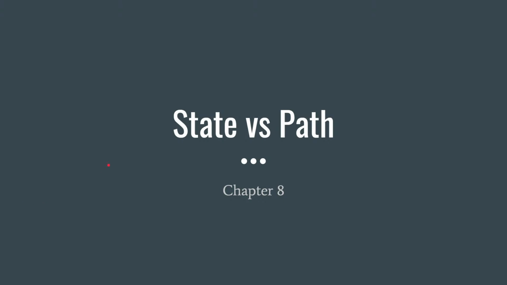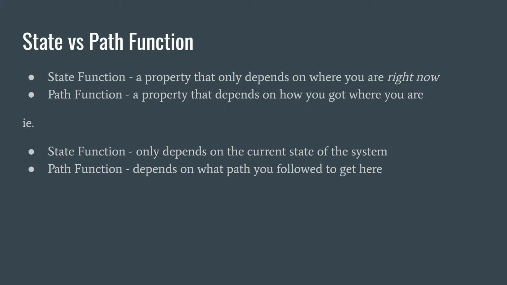Okay. State versus path. State function versus path function. These are about the state of the system versus the path you took going from one place to another. A state function is just a property that depends on where you are right now, and it doesn't matter how you got there. Whereas a path function is a property that depends on how you got where you are. So a state function only depends on the current state of the system, and the path function depends on the path you followed.